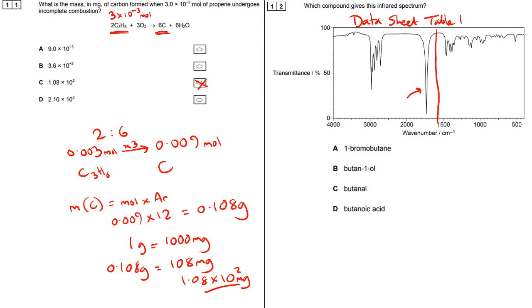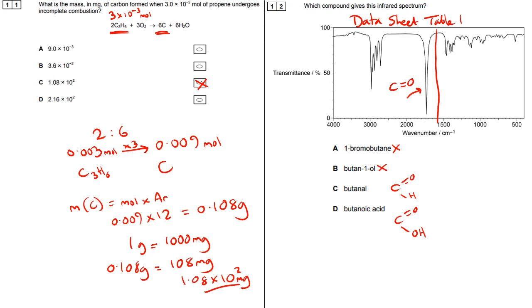We've got one at around 1700, which could be an alkene. It's quite sharp and quite long, so it's much more likely to be a C double bond O peak. Let's just check through the answers there. None of those are alkenes, so it wouldn't be a C double bond C. So the peak at approximately 1700 is due to the C double bond O. So that rules out butan-1-ol and bromobutane. Both butanal, which has C double bond O, and butanoic acid have a C double bond O, so it could be answer C or D.